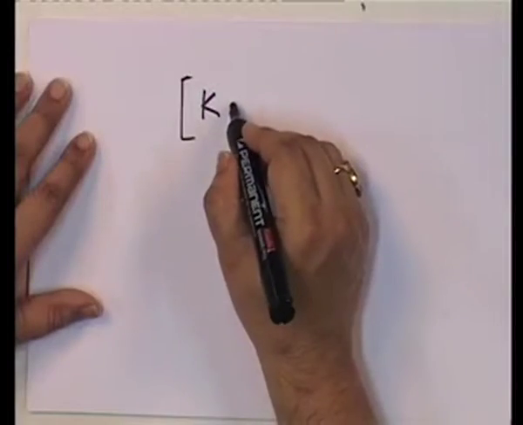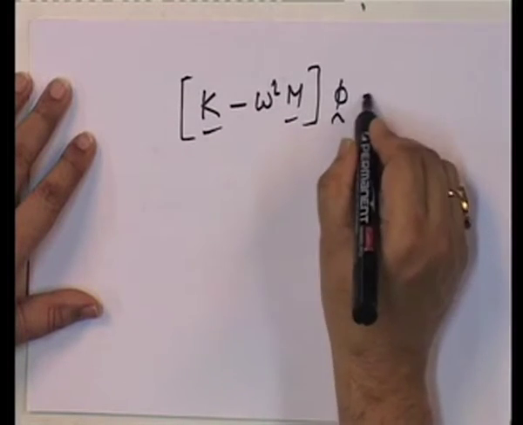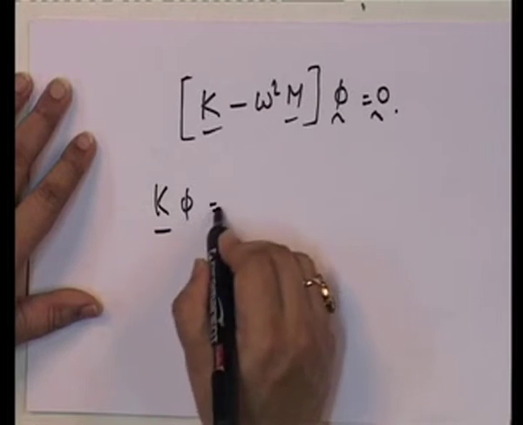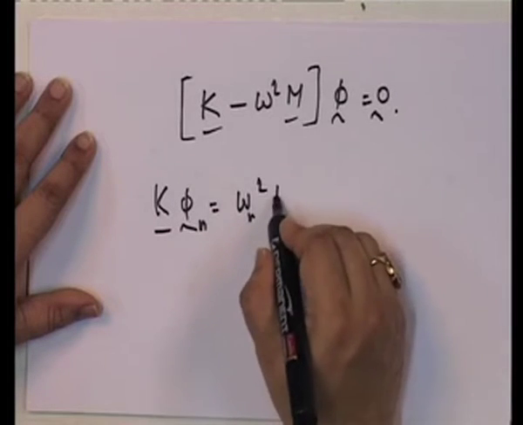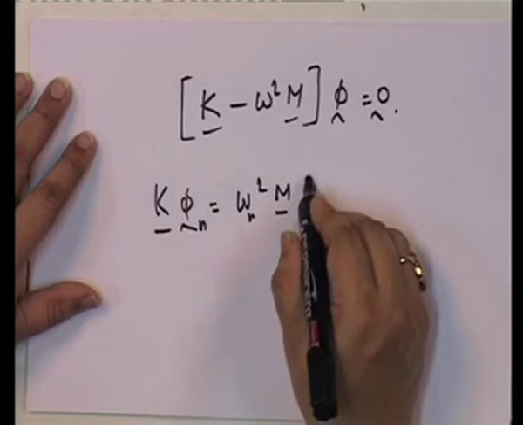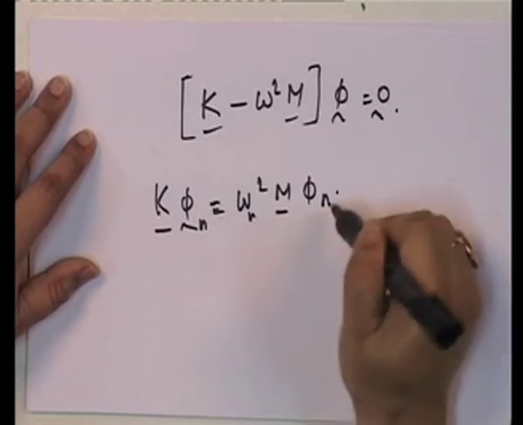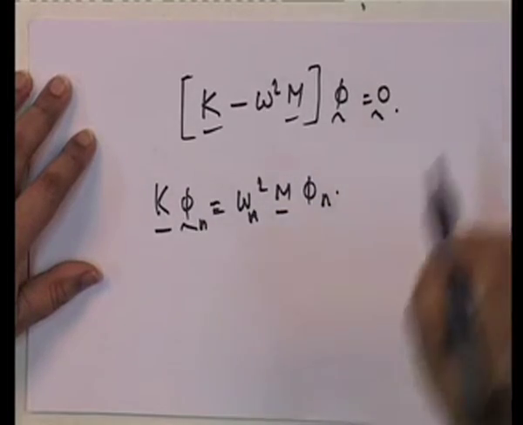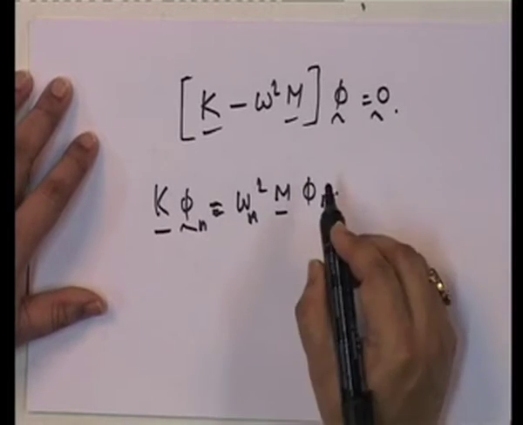If you go back, k minus omega squared m into phi is equal to 0. So what you do is k phi n is equal to omega n squared m phi n. This is only valid for a specific omega. Is that clear? That's why you can't just write it arbitrarily. It's valid only for a particular omega.